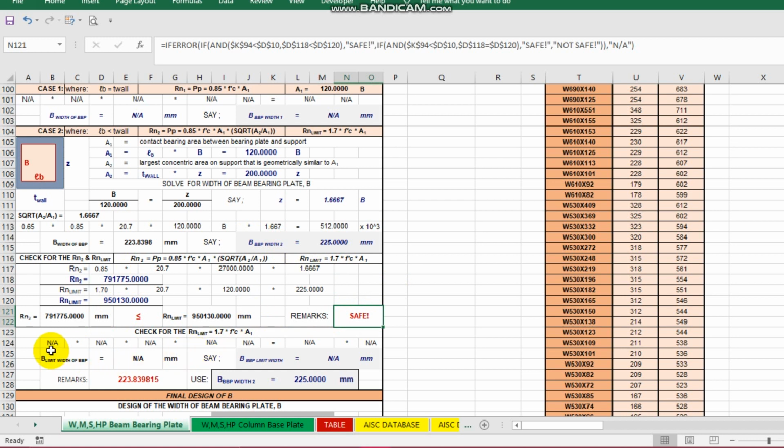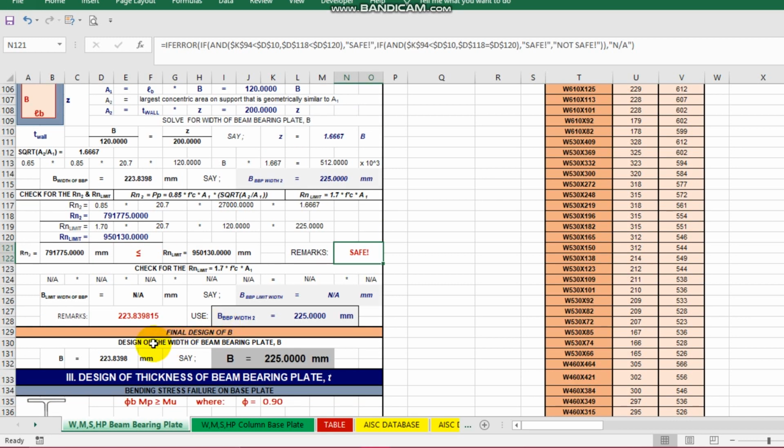Then here, it is not applicable since in Case 2, the value obtained goes straight to 225, because it is safe. And then for the final design of B, B is equal to 225.